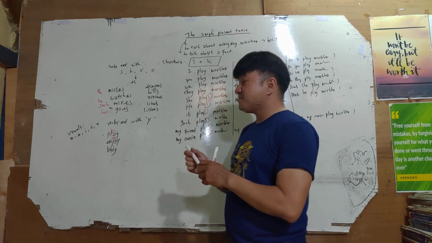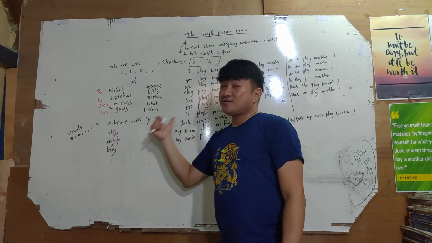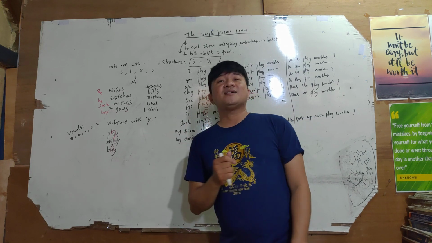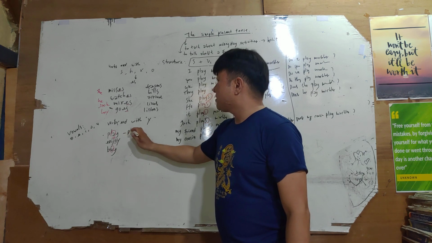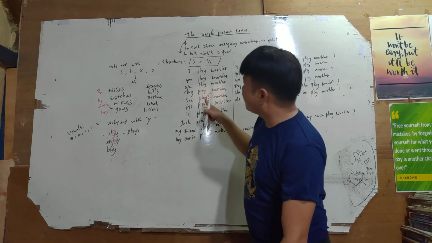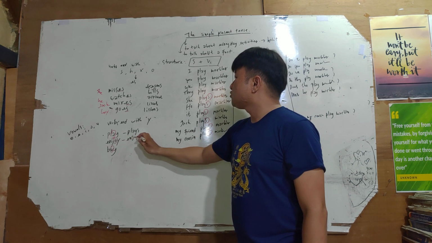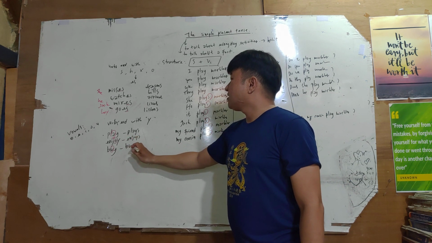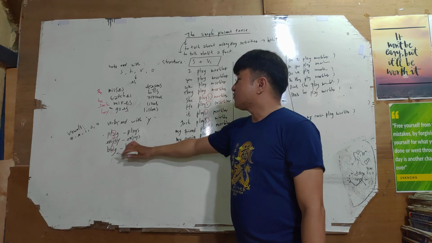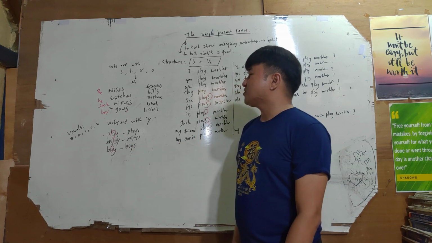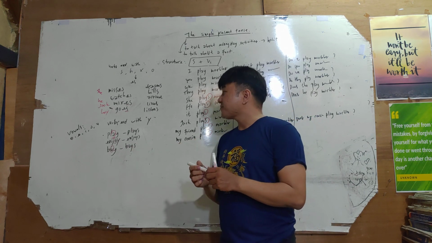So if there's a vowel before the Y, we don't change the Y, we just add S. So it becomes plays. It should be like this, plays, okay? And then enjoys, buys. So we just add S, we don't change the Y, okay?